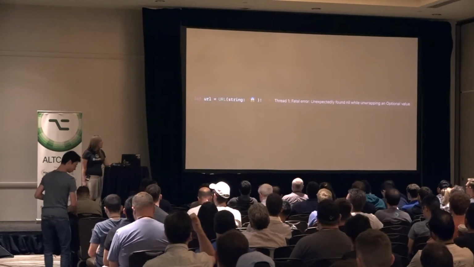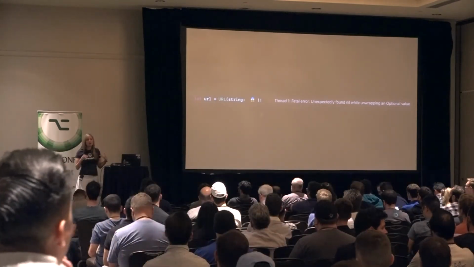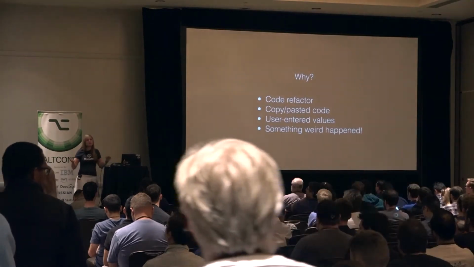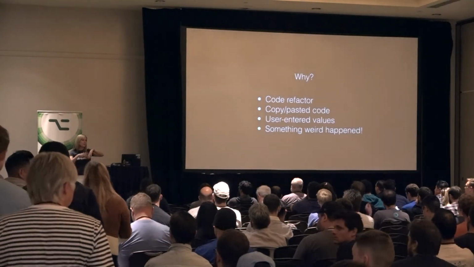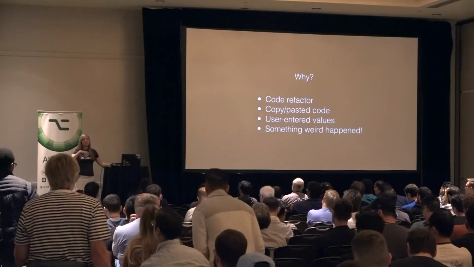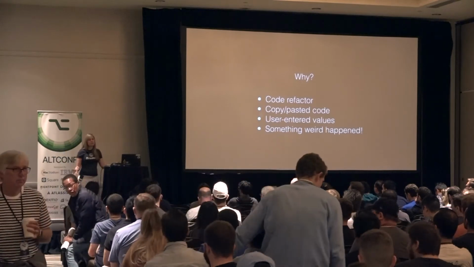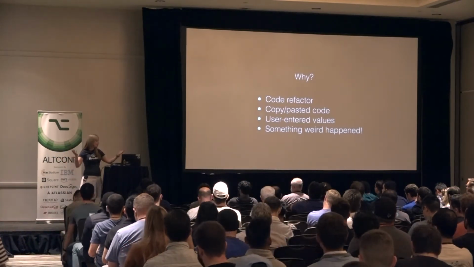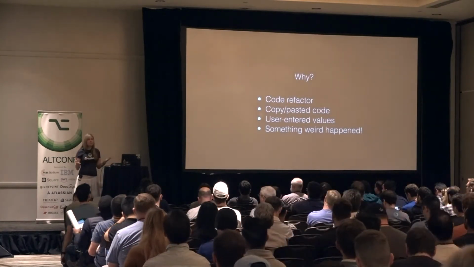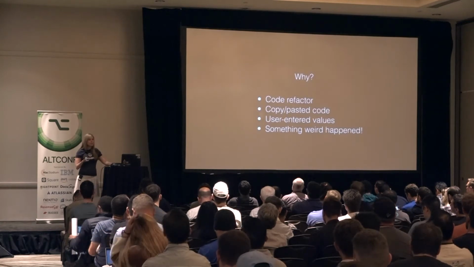So why would you ever do this? You know that a URL is valid in your code. Why would this ever happen? Maybe someone refactored the code, so maybe something's declared earlier in the file and then somehow it gets changed and it's now invalid. You could be copying and pasting code from someplace else in your app. User entered values, so if you allow the user to enter a URL, maybe they enter an emoji. Or just in general, something weird can happen. You never really know. So I'm pretty against forced unwrapping optionals.